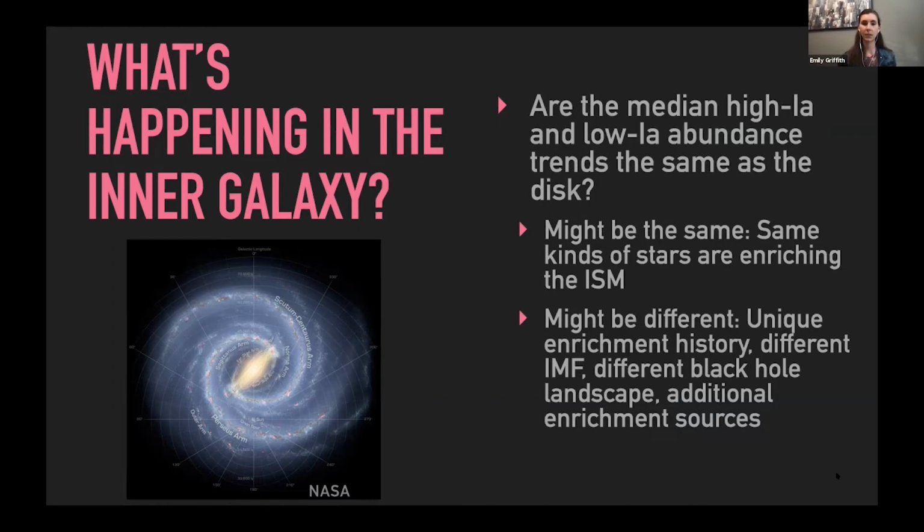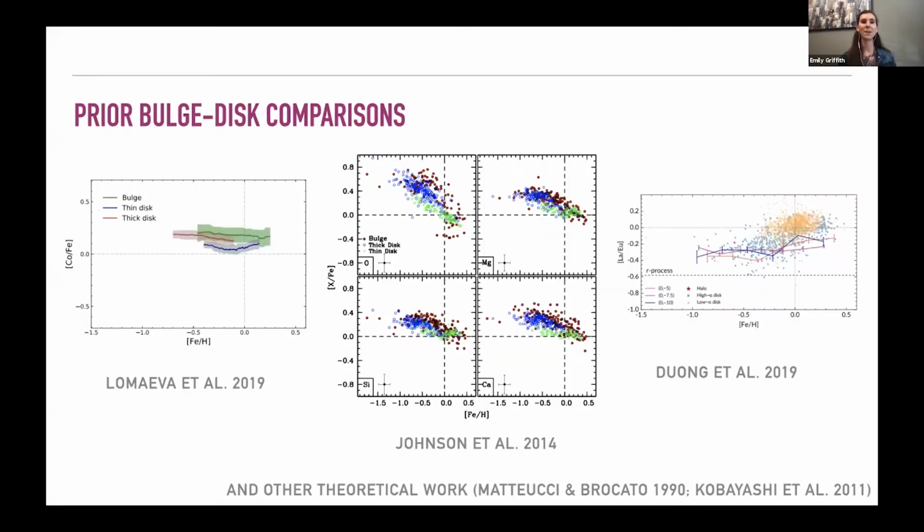So in order to look at this, first I'll just go over that there are prior comparisons between the bulge and the disk. The literature on the subject doesn't come to any strong conclusions about what elements agree or disagree between the bulge and the disk.